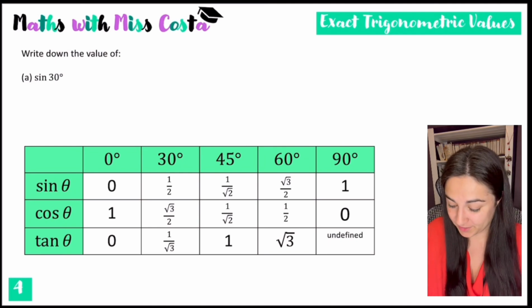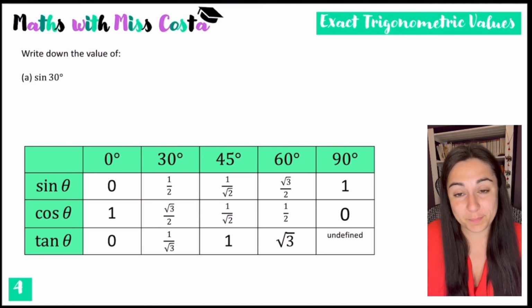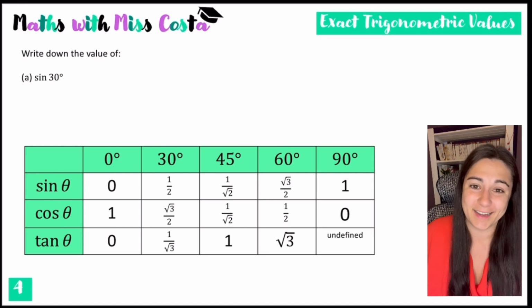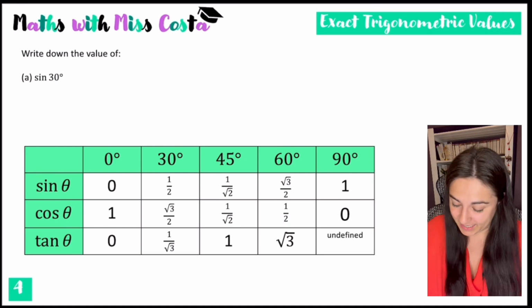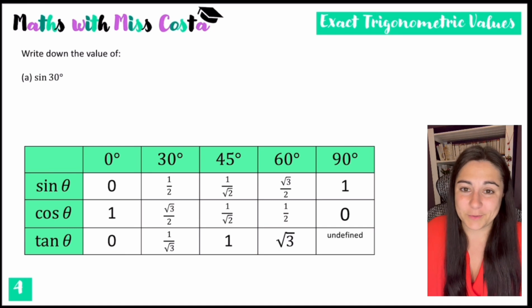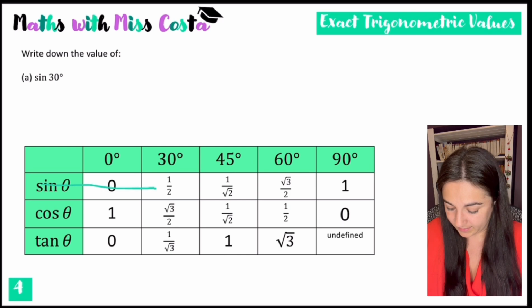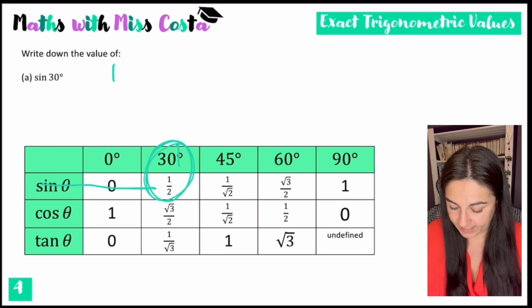Okay, so exact trigonometric values. Most of you will probably have been given a table like this and told to memorize it at this stage in the exam, bearing in mind this is the night before. Either memorize it or don't. So sine 30, what's the value of sine 30? Well, I'd go along here, down here, the value of sine 30 is 1/2.